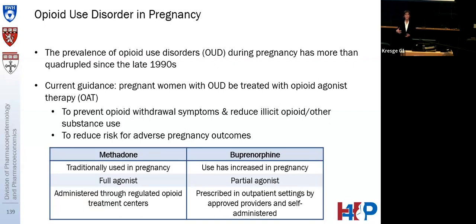So methadone is the medication that has traditionally been used during pregnancy. Buprenorphine has become a lot more popular in recent years. A major difference between the two is that methadone is administered through regulated opioid treatment centers, whereas buprenorphine can be prescribed in the outpatient setting by approved providers and can then be self-administered.